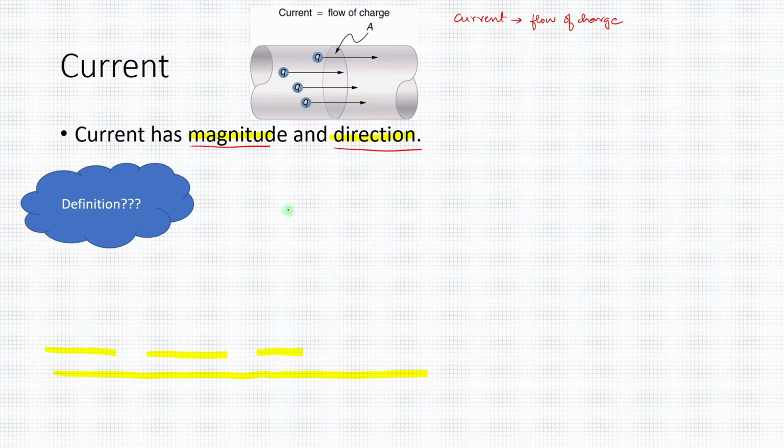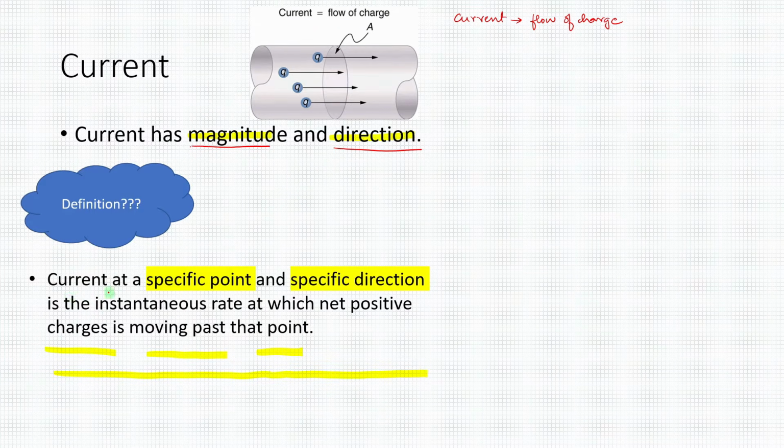So what is the definition of current? The definition of current at a specific point and a specific time. The current is always defined at a specific point. For example, you are having a wire here like this. The current is defined for a specific point and for a specific direction. It is the instantaneous rate at which net positive charge is moving past that point. So if you have some net positive charge, plus q, moving across this point, current is the instantaneous rate at which these net positive charges move across this point.